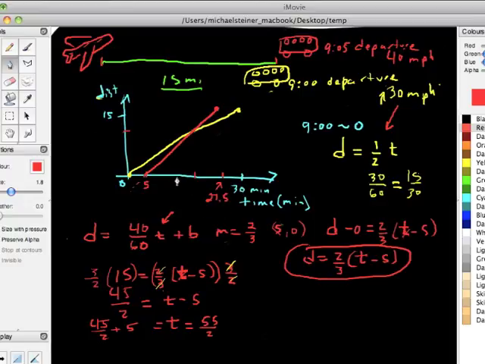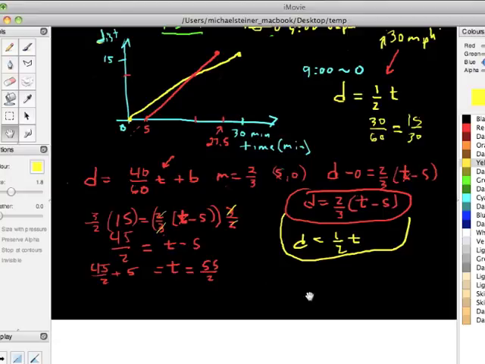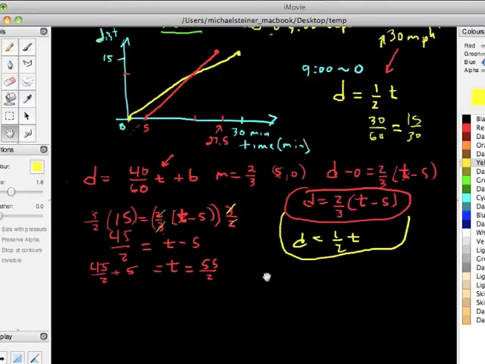But what about when they cross? Well, that's when these two lines are equal. We know that d is equal to 2/3 t minus 5 for the red bus. D is equal to 1/2 t. We want to know where they intersect. So with these two, we can use straightforward substitution, setting 1/2 t equal to 2/3 t minus 5.